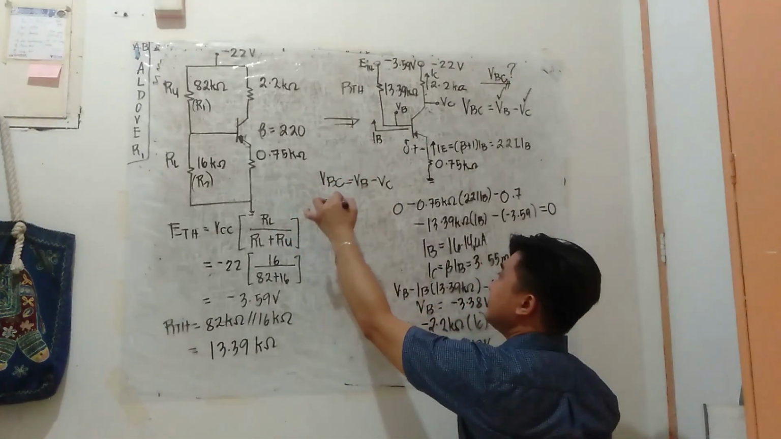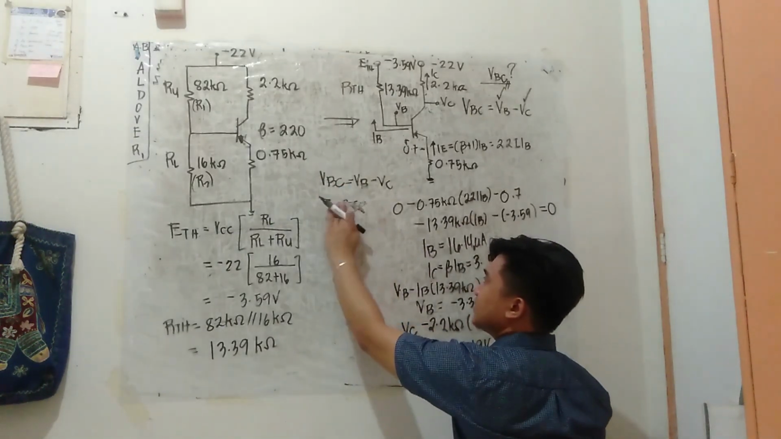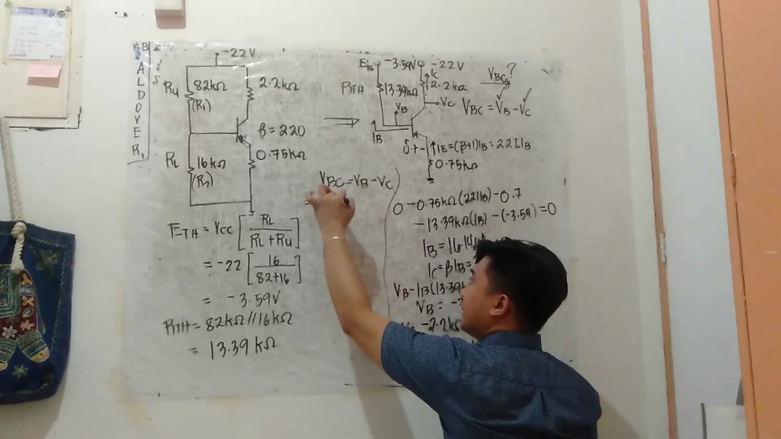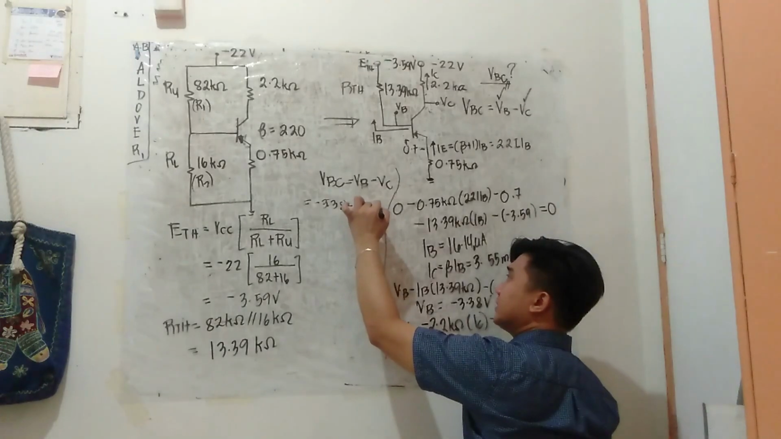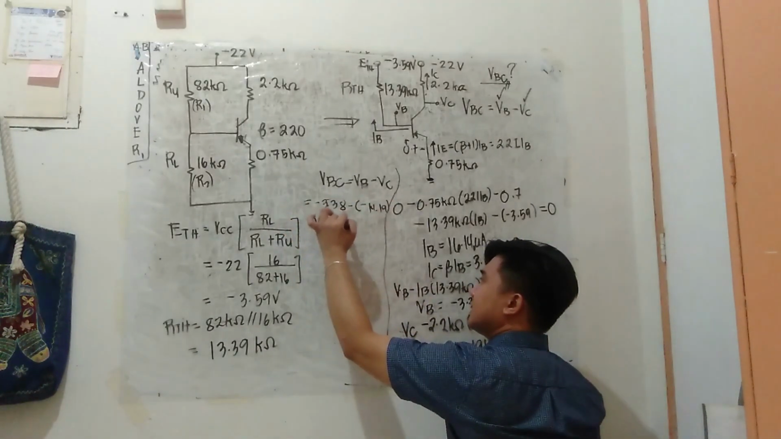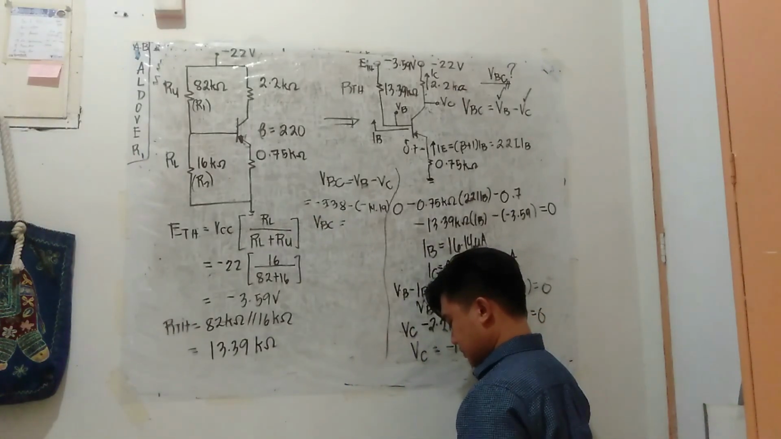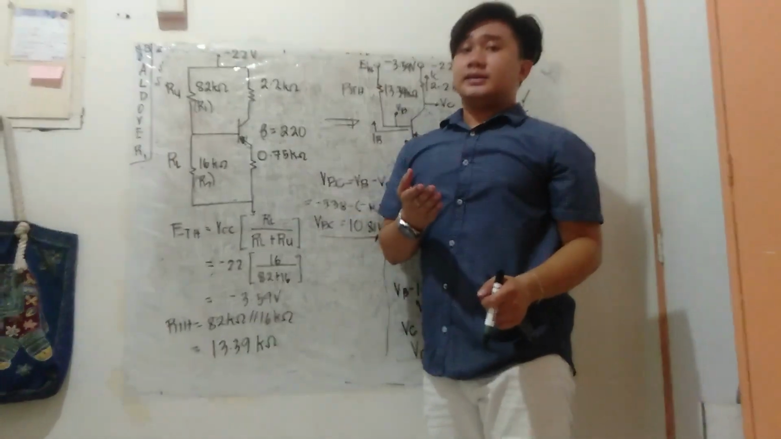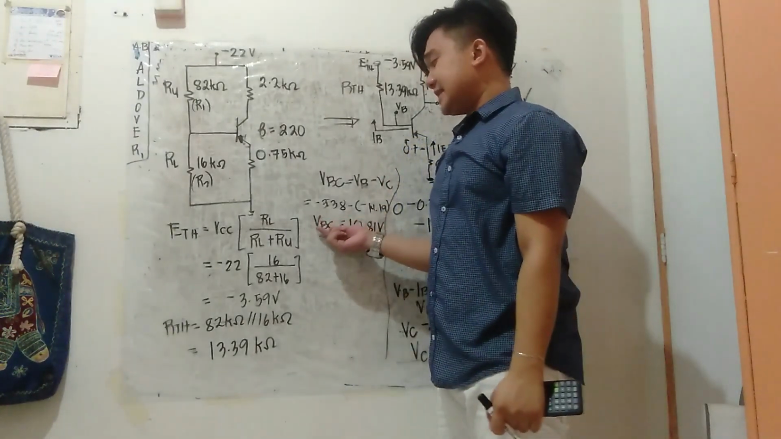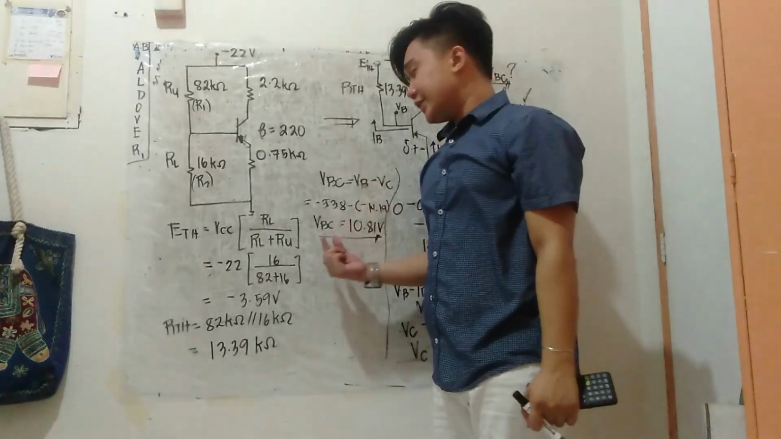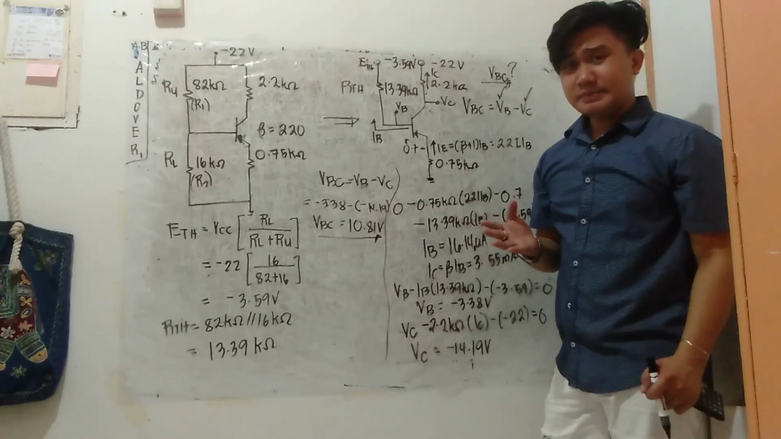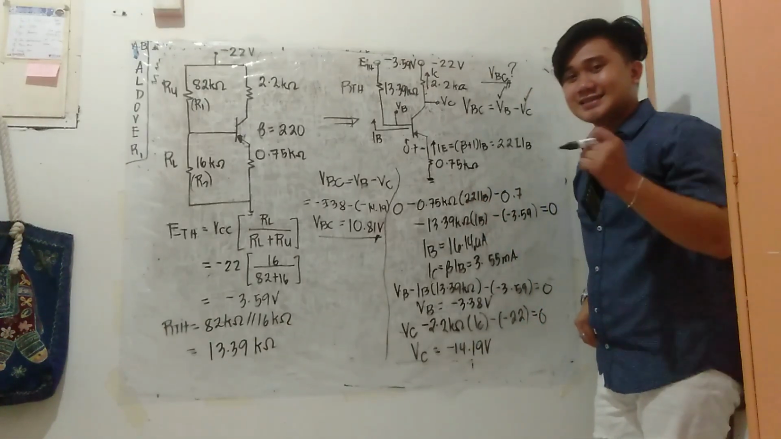Okay, and to find VBC, that is again VB minus VC. So your VB is negative 3.38 minus negative 14.19. So VBC is positive 10.81 volts. Okay? Notice that in NPN transistor, the value of VBC is negative, but in PNP, the value of VBC is positive. So, pasensya kayo, medyo nagsiksikan sa part na to, kasi ito lang yung board ko eh. So, again, practice lang po, kasi practice makes perfect. So, copy your notes.